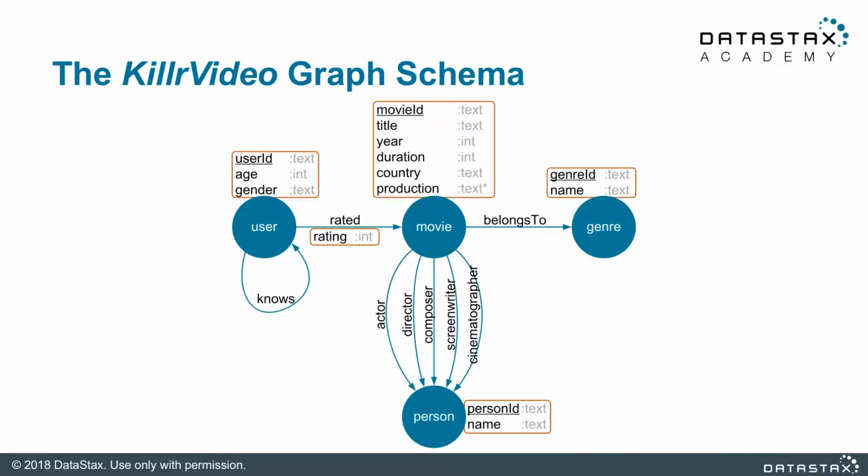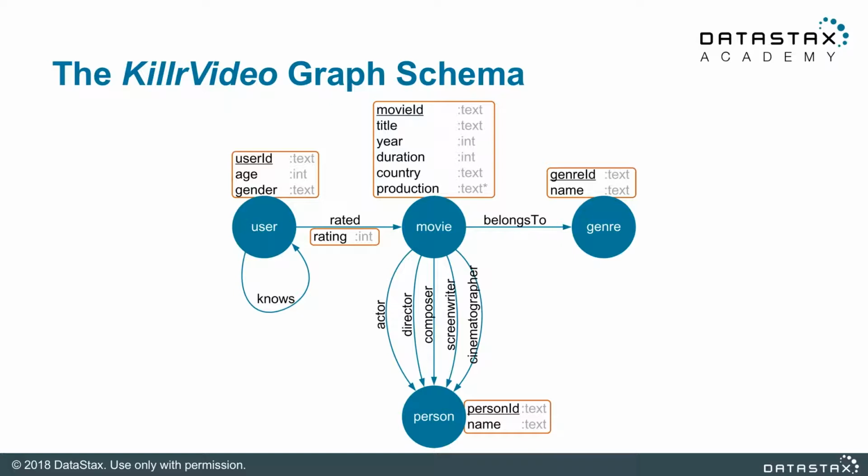Here's our KillrVideo graph schema. We have 4 types of vertices: movies, users, genres, and people. They can be related to each other by different types of relationships. Users may know each other, and users can rate movies. Movies belong to genres, and can have actors, directors, composers, screenwriters, and cinematographers. And of course, we have various vertex properties and one edge property in this schema.